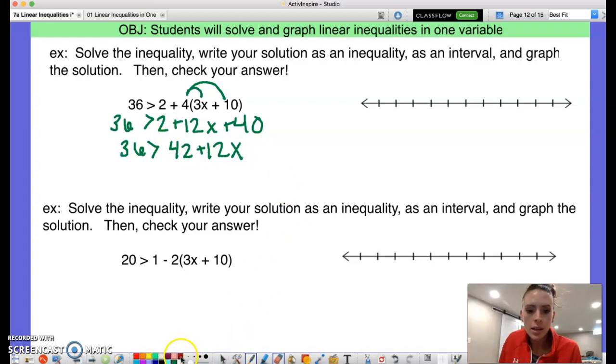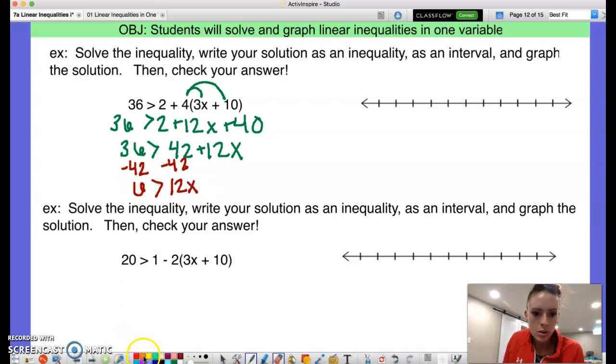And then we can subtract our 42 over here. So we'll get, ooh, my pen is messing up. Subtract 42, subtract 42. So we'll get 6 over here is greater than 12x. And then, of course, we will divide by 12 and divide by 12. We know x is less than 1/2. Or you could write it x is less than 1/2.